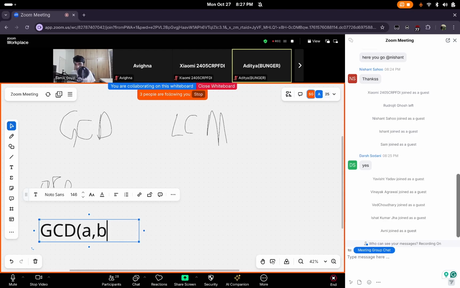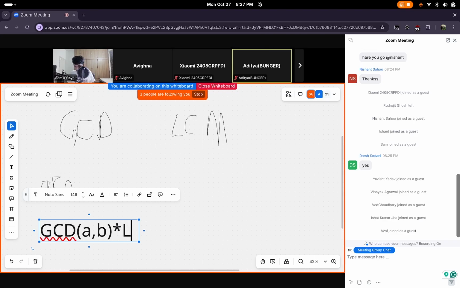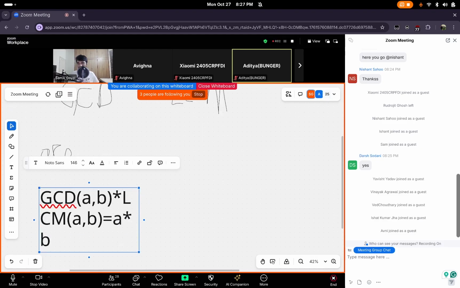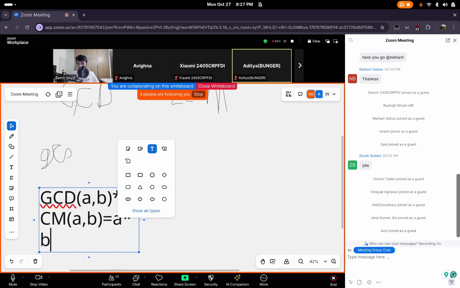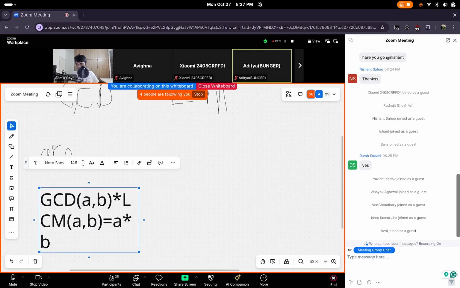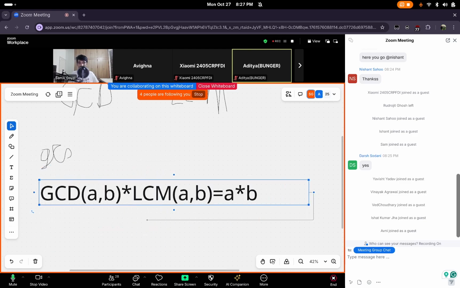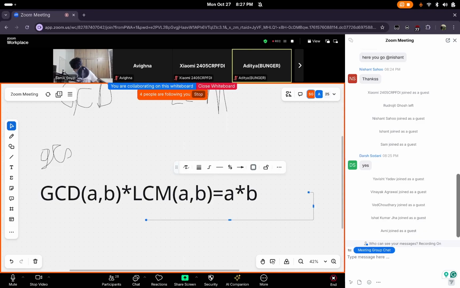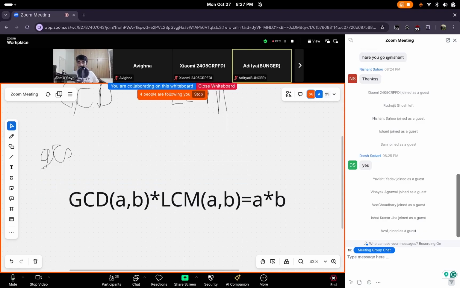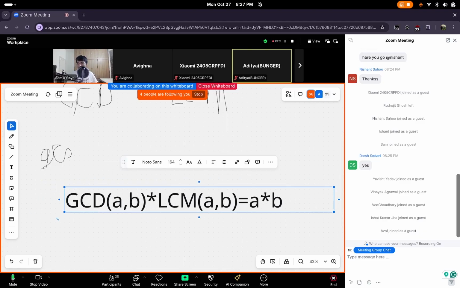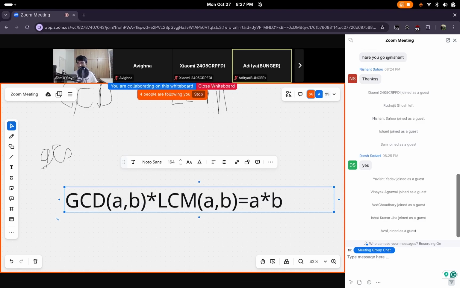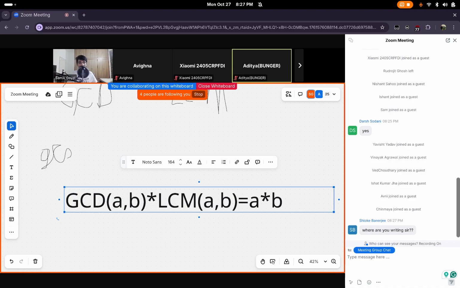GCD of A comma B into LCM of A comma B is equals to A into B. Okay. This identity is also taught in schools. It's pretty simple. Hope everyone knows this already. I mean, again, this is just a reminder.